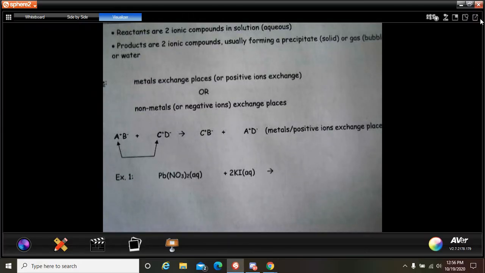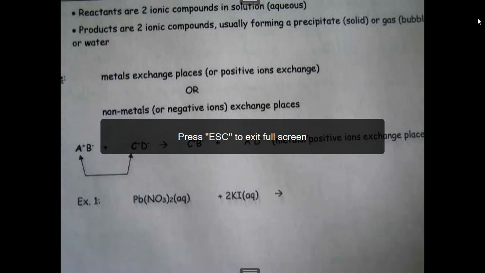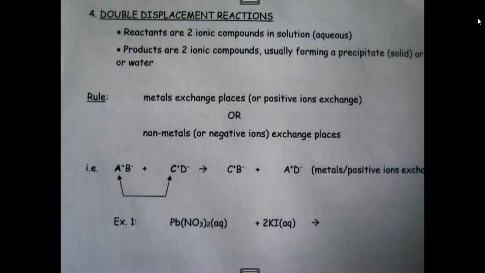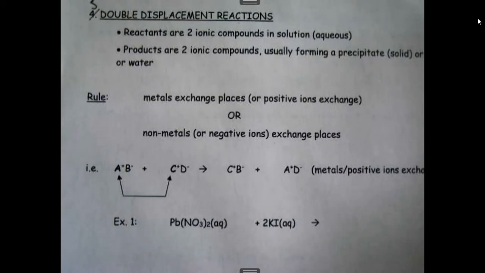All right, here we are talking about double displacement reactions. I guess this was our fifth type. The error was on our single displacements last time. This is our fifth type of reaction. So we had combustion, synthesis or combination reactions. Then we had decomposition, then single displacement, and then this will be double displacement.